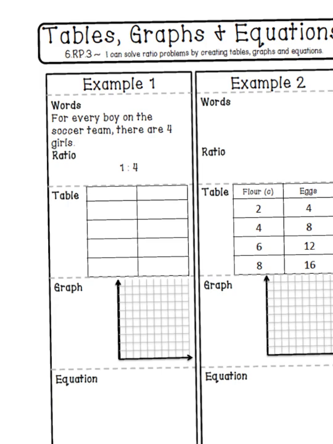Okay, so your I can statement today is I can solve ratios by creating tables, graphs, and equations. You already know how to do the first part. You know how to make tables. So today we're learning about graphs and equations.